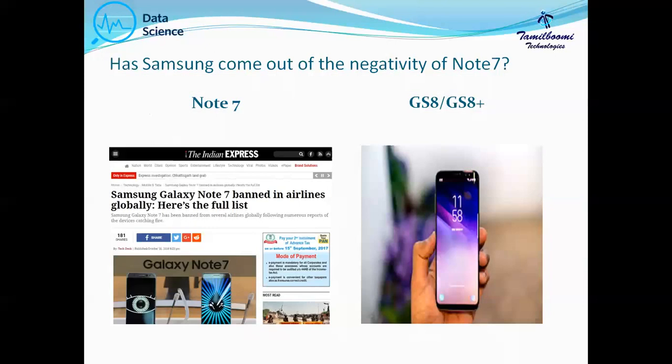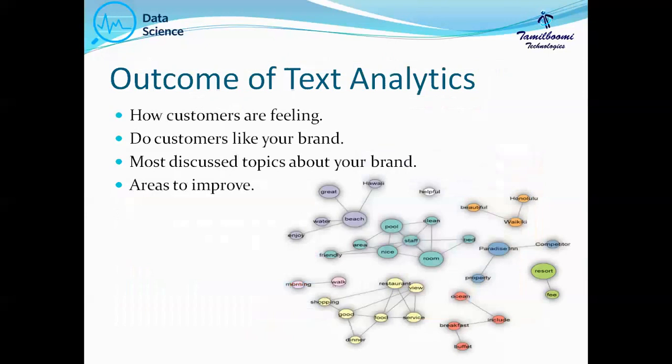Now, as we showed you in the first episode, we had concluded that Samsung had actually come out of the rut which was created after the debacle of Note 7, and now customers are warmer towards, or more favorably poised towards the company Samsung after the release of S8 and S8 Plus, right? So these are the steps which we followed to do a proper text analytics project on Samsung Note 7 versus Samsung GS8 and GS8 Plus, right?